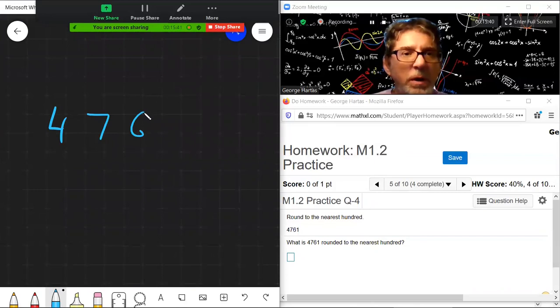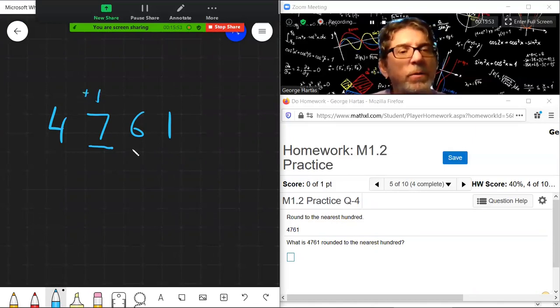$47, $61. Round to the nearest hundred. Ones, tens, hundreds. We'll look at this number here. It's a 6, which means we got to add 1 over here on top of the 7. 1 plus 7 is 8.